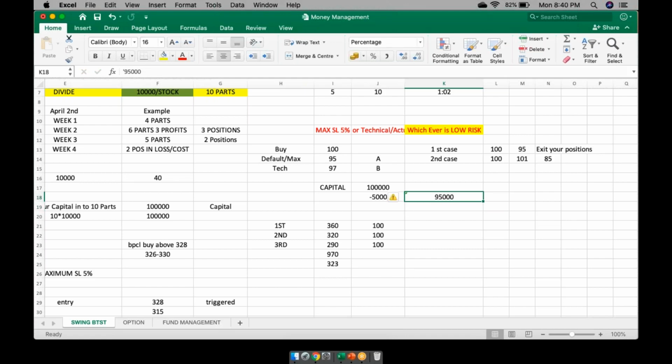So now we'll be a little demotivated. When we lose 5,000 rupees, it will not be like losing 50,000, right? Is there a big difference between losing 5,000 and 50,000? Yes or no? Honestly tell me. There is a big difference between losing only 5,000 and 50,000 rupees. If I lose 50,000 rupees, I have lost 50% of the capital.